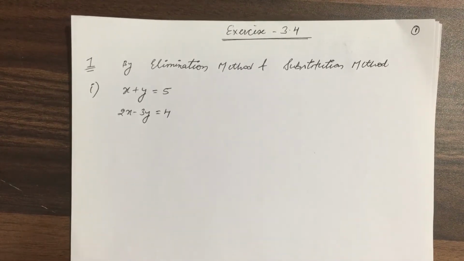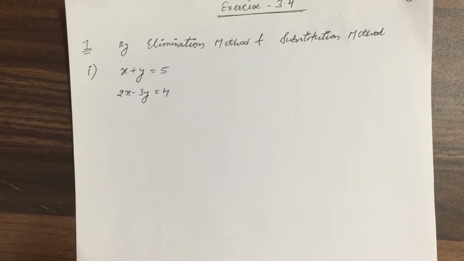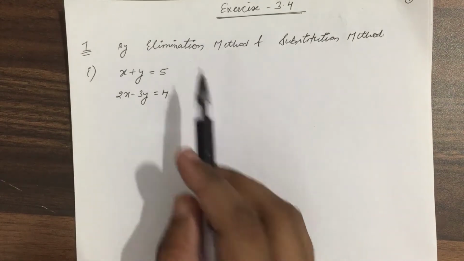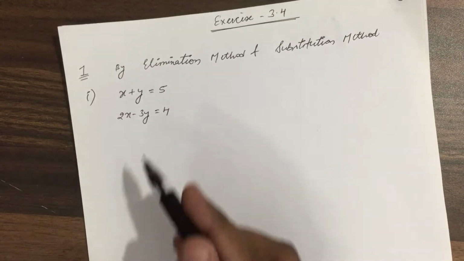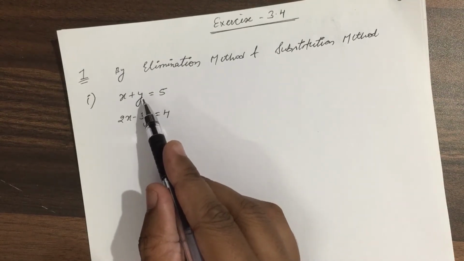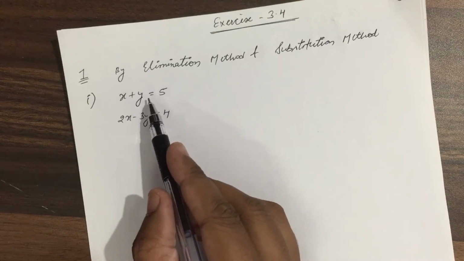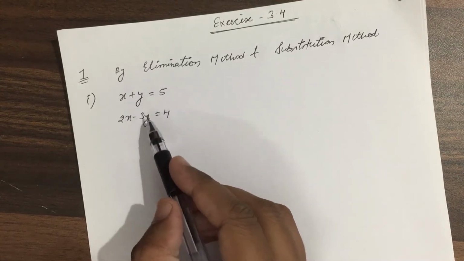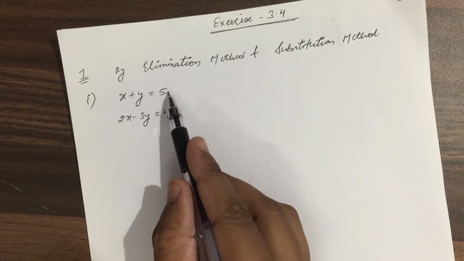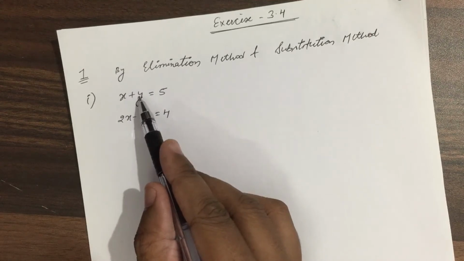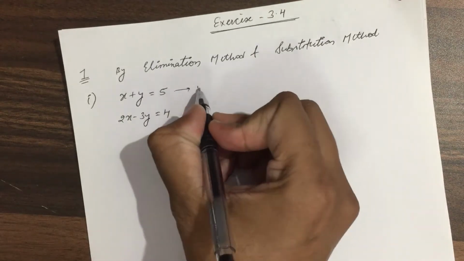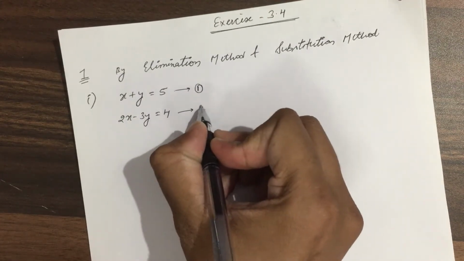So the first part is x plus y equal to 5 and 2x minus 3y equal to 4. Now in elimination method, what we have to do? We have to make the coefficients of either x or y equal. So suppose let us make the coefficient of y equal. Here the coefficient of y is 3, here the coefficient of y is 1. So when you multiply this equation with 3, its y coefficient will be 3, and here also y's coefficient will be 3. So mark it as equation 1 and mark it as equation 2.